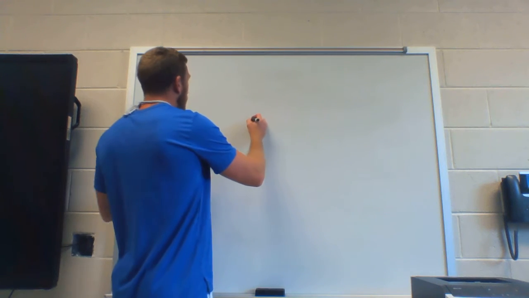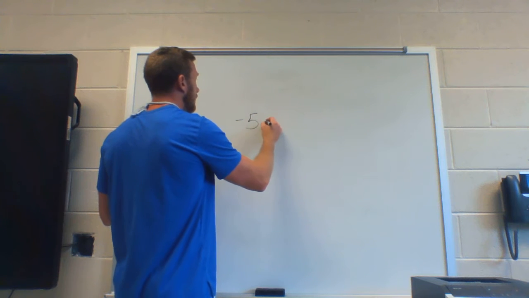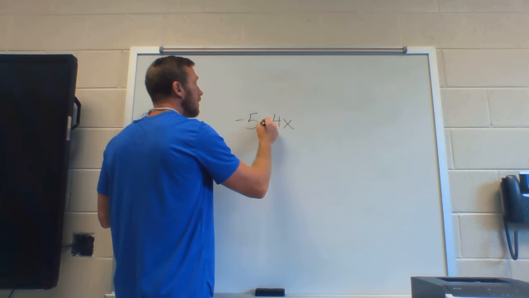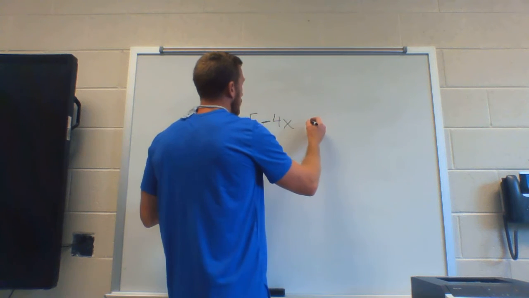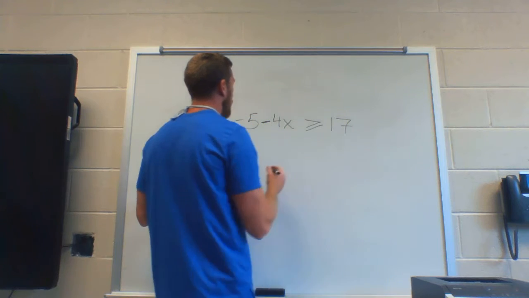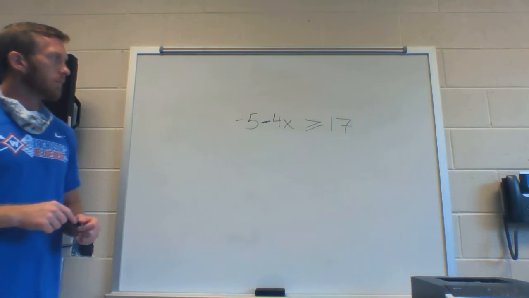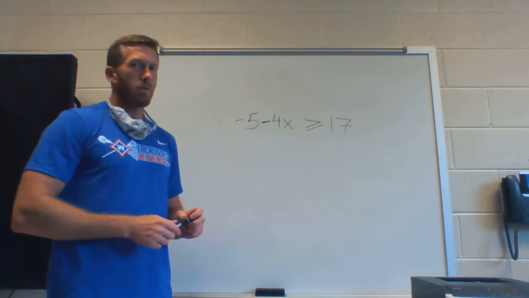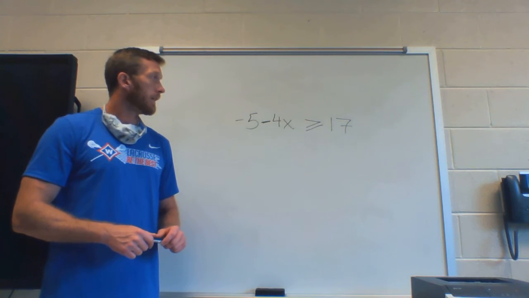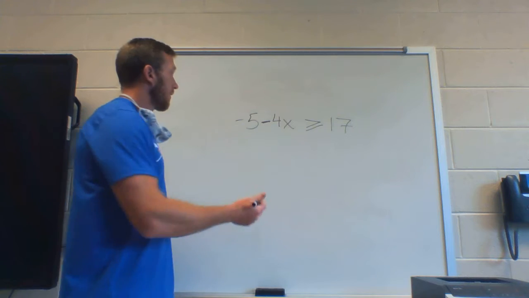Next example. Negative 5 minus 4x is greater than or equal to 17. All right, go ahead and solve this now. All right, you're back. Great.